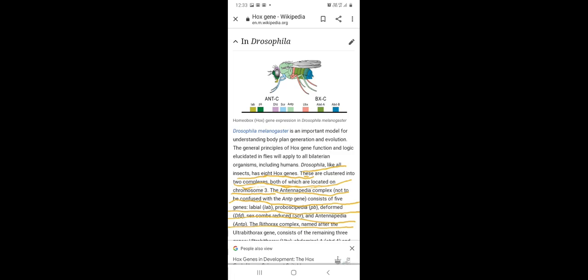As you can see in this diagram, the Hox genes are present on chromosome 3 in Drosophila, and they are arranged in linear order. First is labial, then proboscipedia, then deformed, then sex combs reduced, then antennapedia, and then ultrabithorax, abdominal A and abdominal B. All these Hox genes are shown in specific colors so that we can know where these genes have been expressed in the Drosophila.